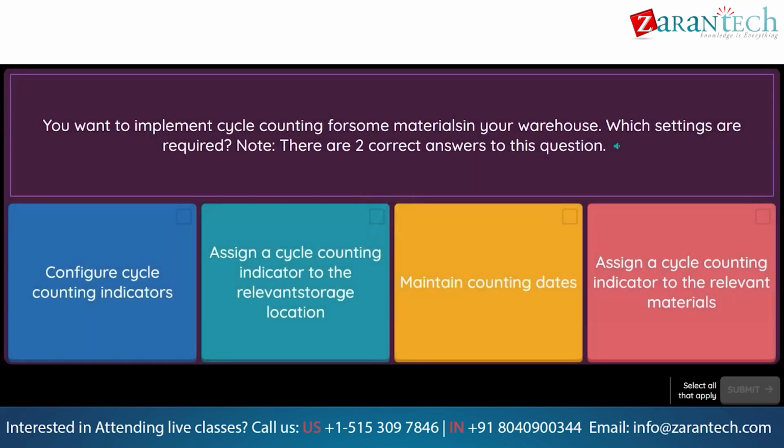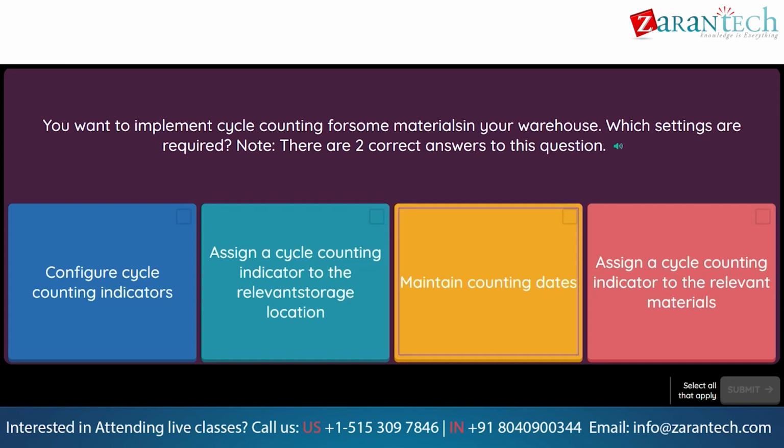Question: you want to implement cycle counting for some materials in your warehouse. Which settings are required? Note: there are 2 correct answers to this question. Option 1, configure cycle counting indicators. Option 2, assign a cycle counting indicator to the relevant storage location. Option 3, maintain counting dates. Option 4, assign a cycle counting indicator to the relevant materials.